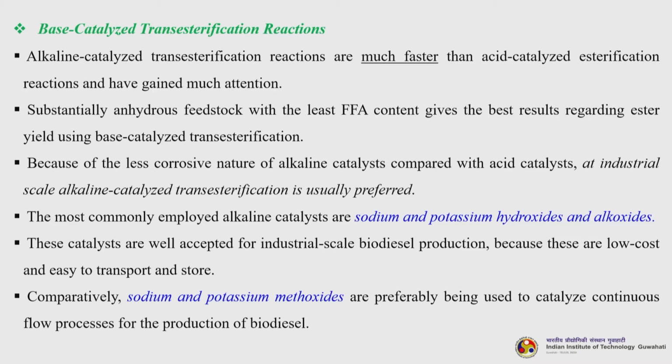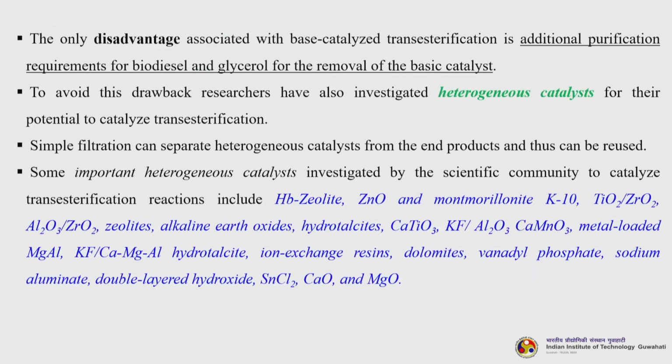These catalysts are well accepted for industrial scale biodiesel production, because they are low cost and easy to transport and store. Comparatively, sodium and potassium methoxides are preferably used to catalyze continuous flow processes for the production of biodiesel. The only disadvantage associated with base catalyzed transesterification is the additional purification requirements of biodiesel and glycerol for the removal of the base catalyst. To avoid this drawback, researchers have investigated heterogeneous catalysts for their potential to catalyze transesterification. Simple filtration can separate heterogeneous catalyst from the end products and thus it can be reused.